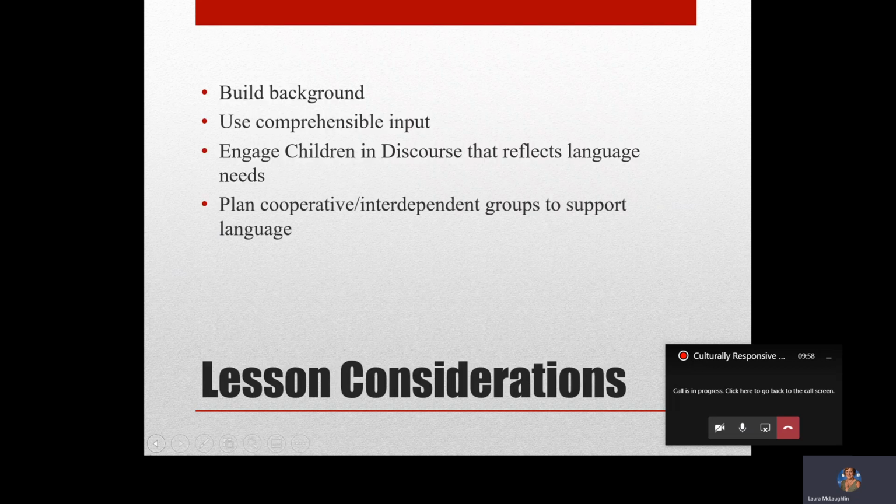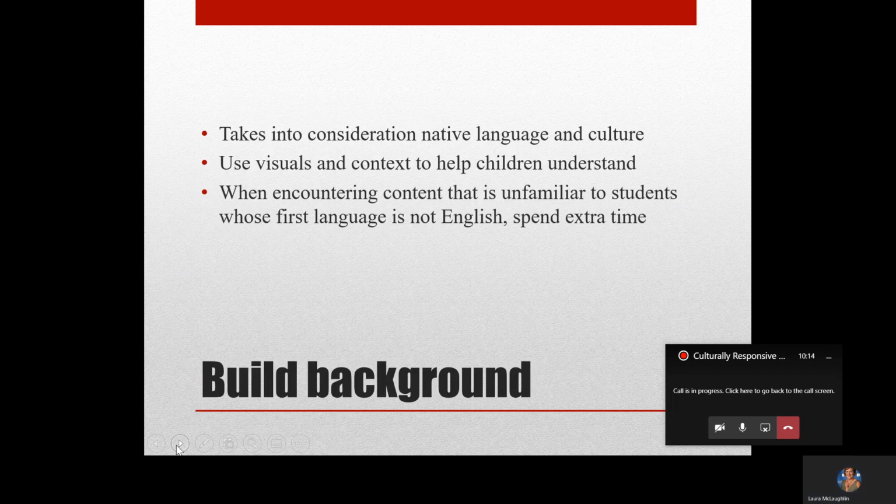So when you're making your lessons, make sure you're building background knowledge, use comprehensible input, engage children in discourse that reflects language needs, and plan cooperative and interdependent groups to support language. When you build background, you're taking into consideration native language and culture. You're using visuals and context to help children understand. When encountering content that is unfamiliar to students whose first language is not English, spend extra time.